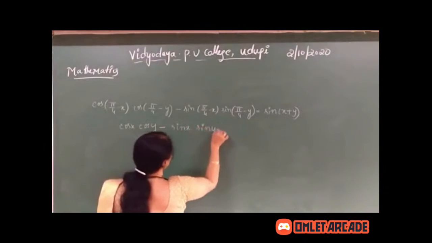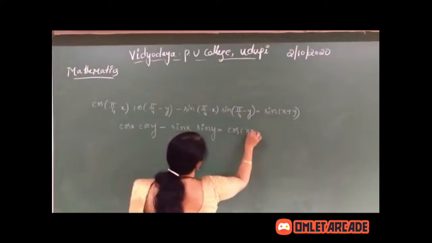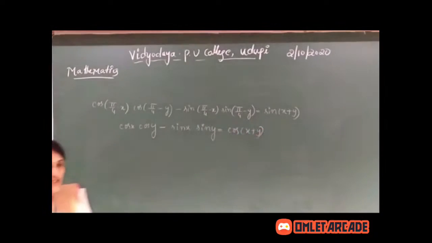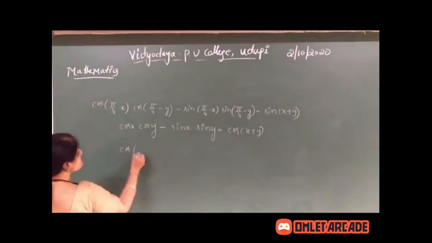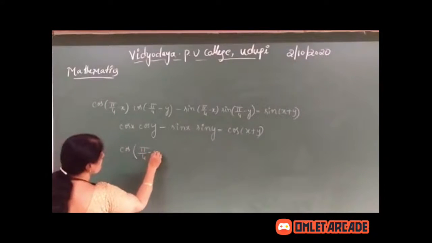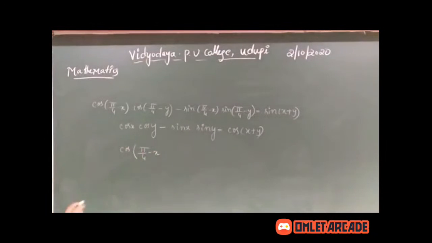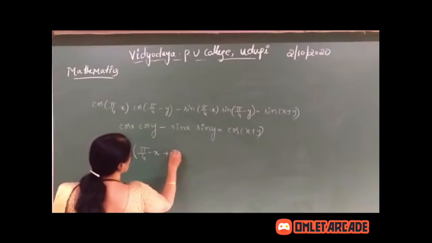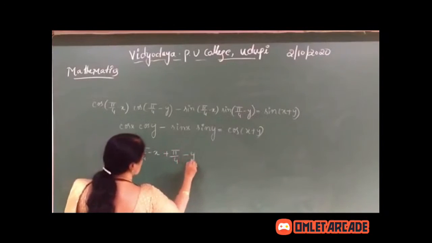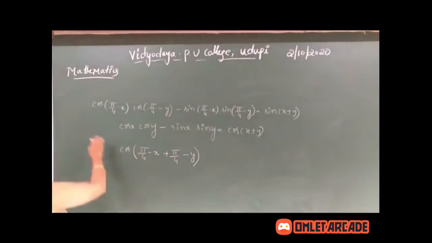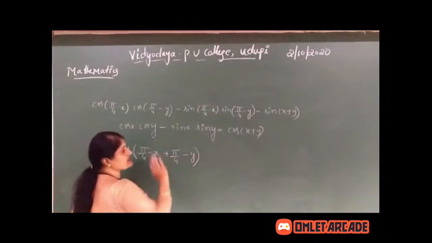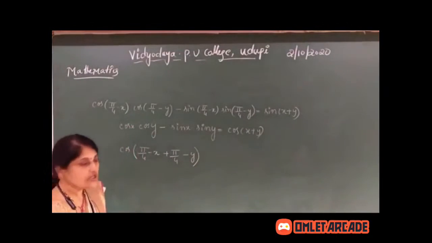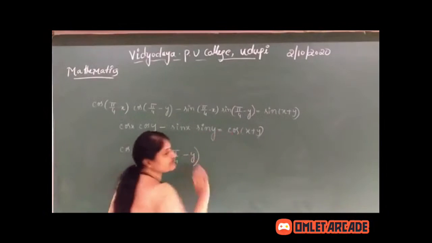Correct? Now this formula is what? It is cos of x plus y. Right? So we'll substitute now. Cos of x is pi by 4 minus x, plus pi by 4 minus y. So the whole left hand side is nothing but this. It is cos x cos y minus sin x sin y. In that standard form it is given, and we know that this is cos of x plus y.